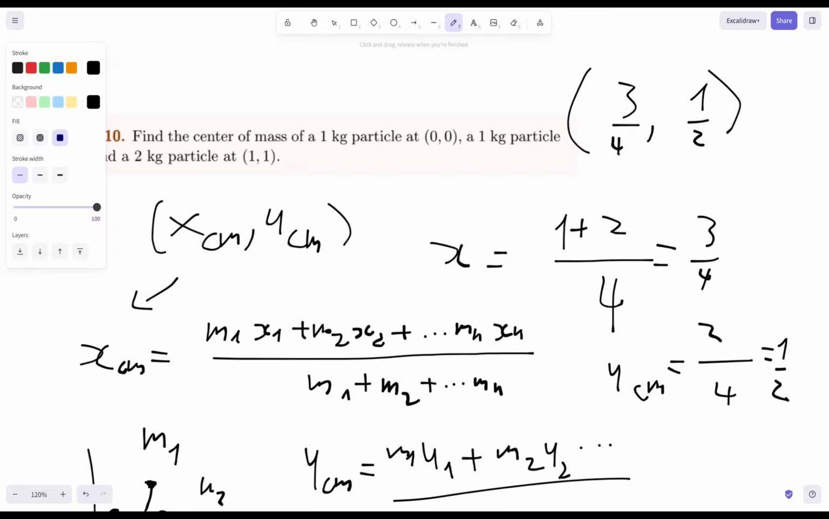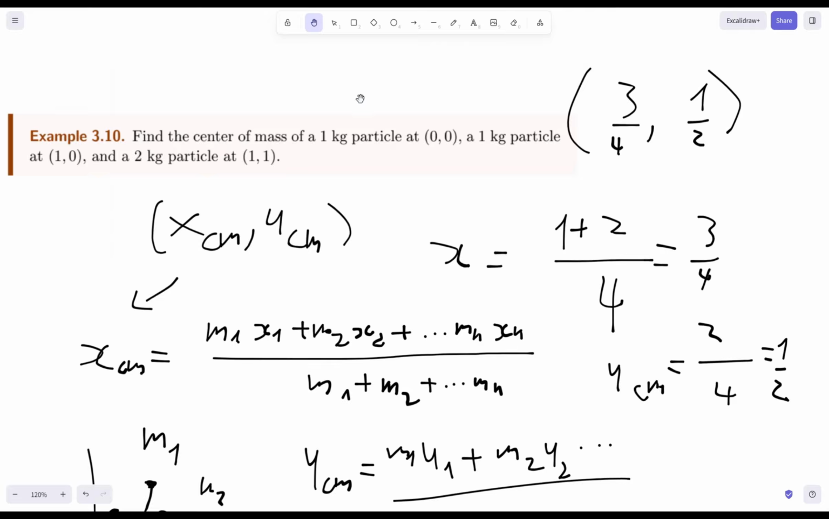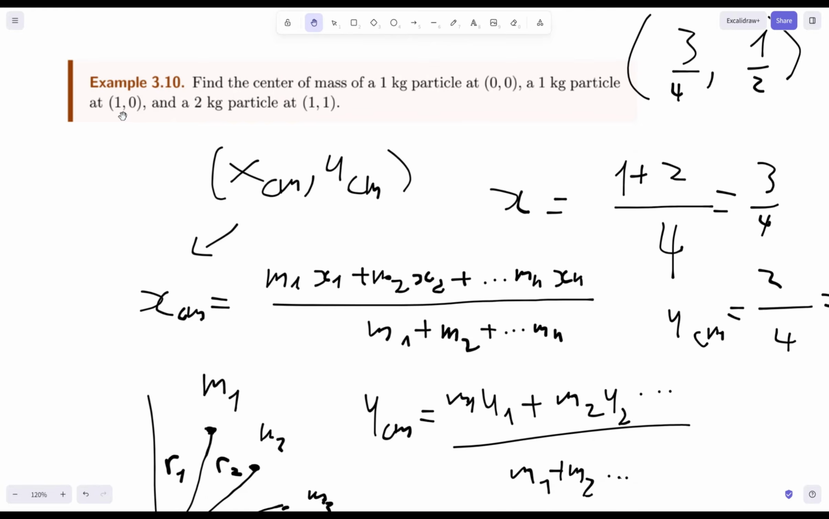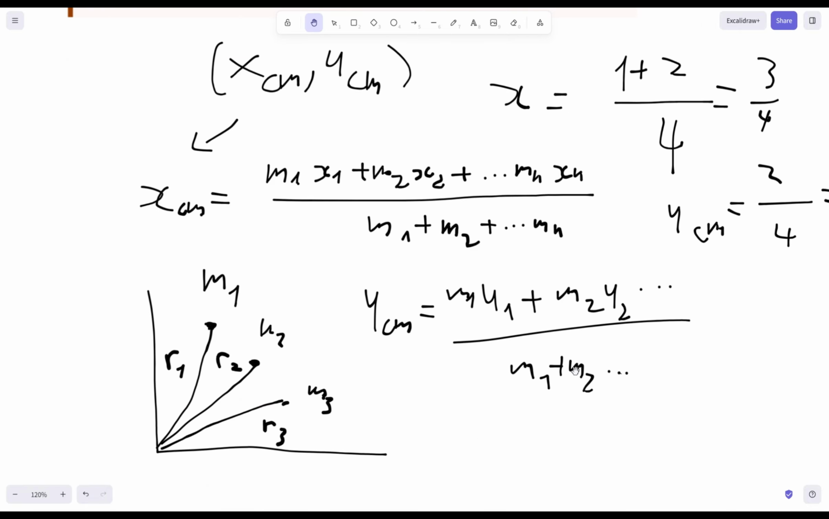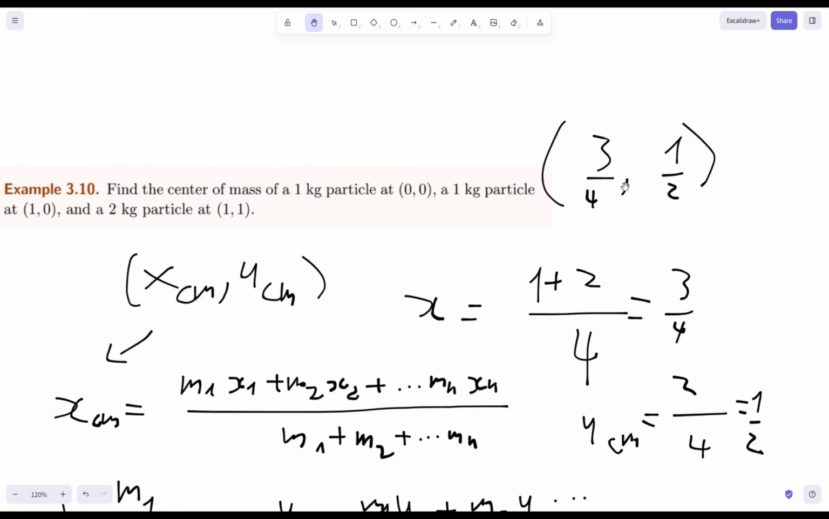So basically what I did is I identified x1 is 0, x2 is 1, x3 is 1. I identified y1 is 0, y2 is 0, y3 is 1. And I found the masses. I applied these two formulas and I solved for the center of mass. Yeah, that should be about it. This was a pretty simple problem, actually.